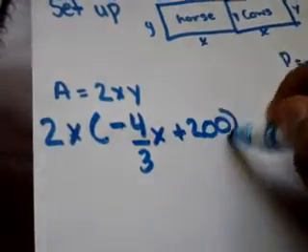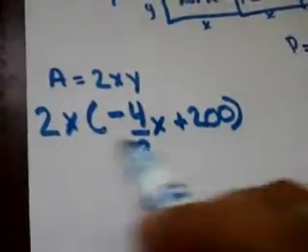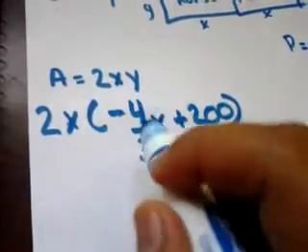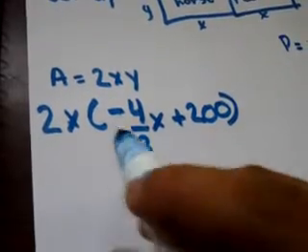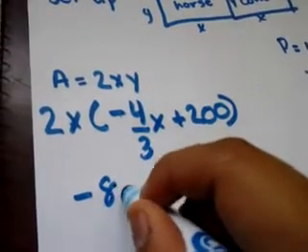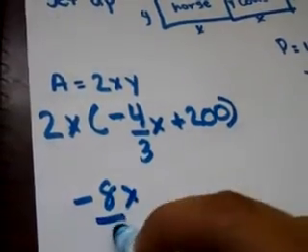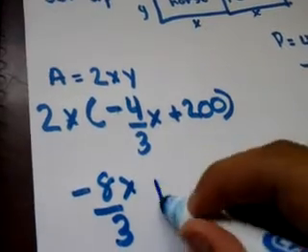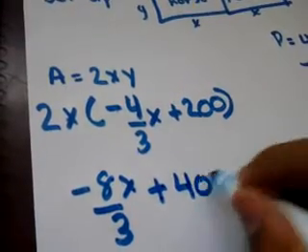After setting that up, you'll have to distribute 2x to negative 4 over 3x, and it will give you negative 8x squared over 3 plus 400x.